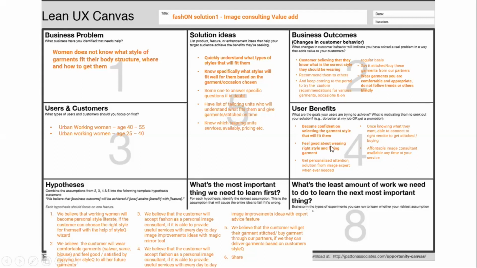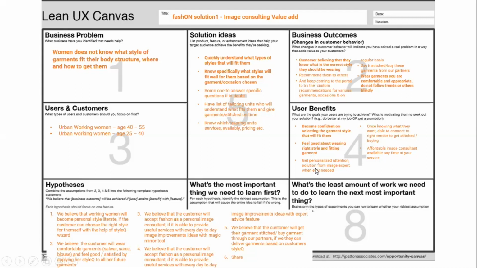The goal of users is to become confident in selecting the garment style that will fit them. Right? They should feel confident. The user benefit is that they will feel they are wearing the right garment. Feel good about wearing the right style and fitting garment. So they know this is the right thing. Actually, I'm looking good. I'm wearing the perfect garment.